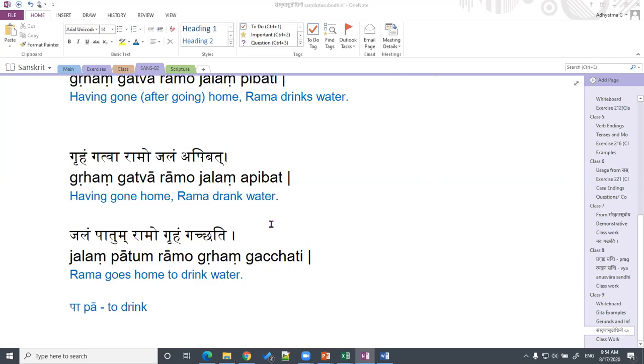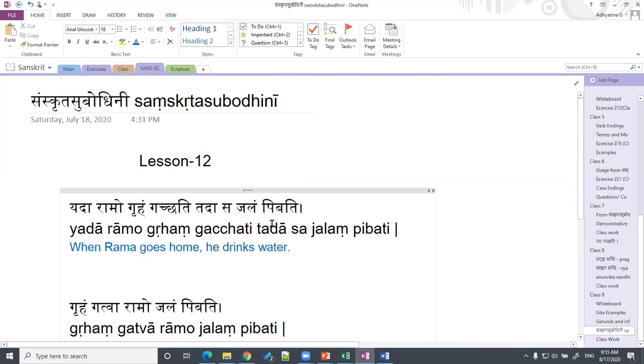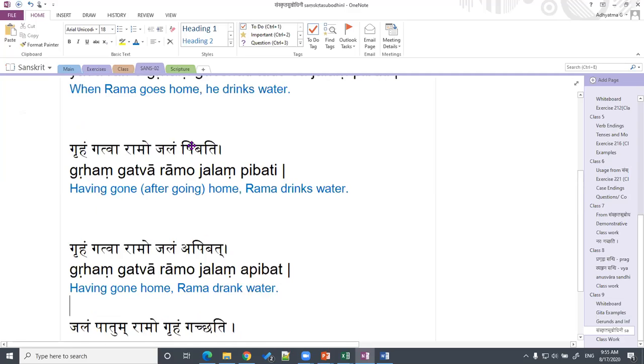There is a question: twa and tum both need two actions. Twa refers to the first action and tum refers to the second action. Yes, in general that is correct. Twa refers to the first action, tum refers to the second action.